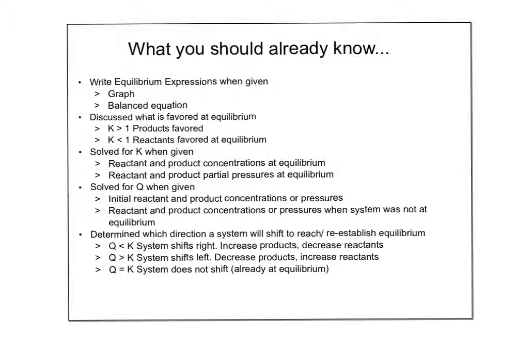And then hopefully you can tell me which way a reaction will shift. If I have Q and I have K, I can figure out if Q is less than K, the reaction will go to the right. If Q is bigger than K, the reaction will go to the left. And if they're equal, we are already at equilibrium.